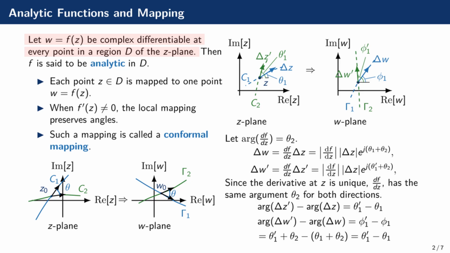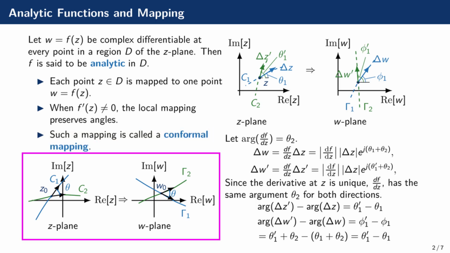Suppose that this function is complex differentiable at every point in a region D of the z-plane. Then we say that f is analytic in the region D. For each point z in this region, the function gives one value, w equals f of z in the w-plane. If the derivative is not zero, this mapping preserves angles locally. Such a mapping is called a conformal mapping.